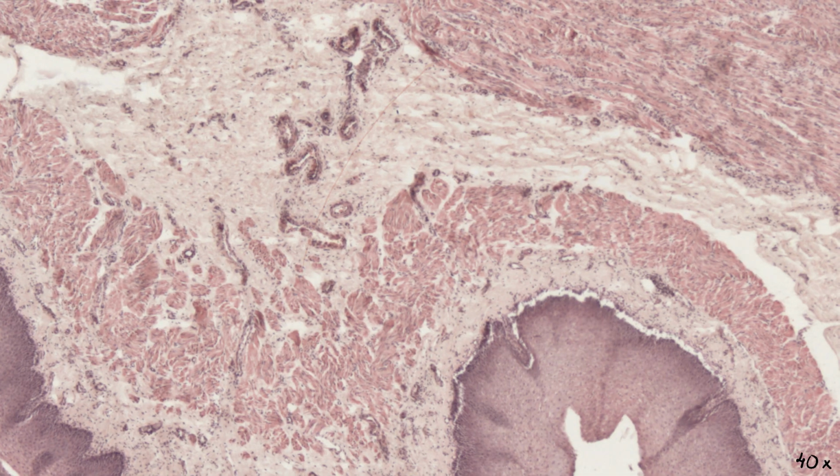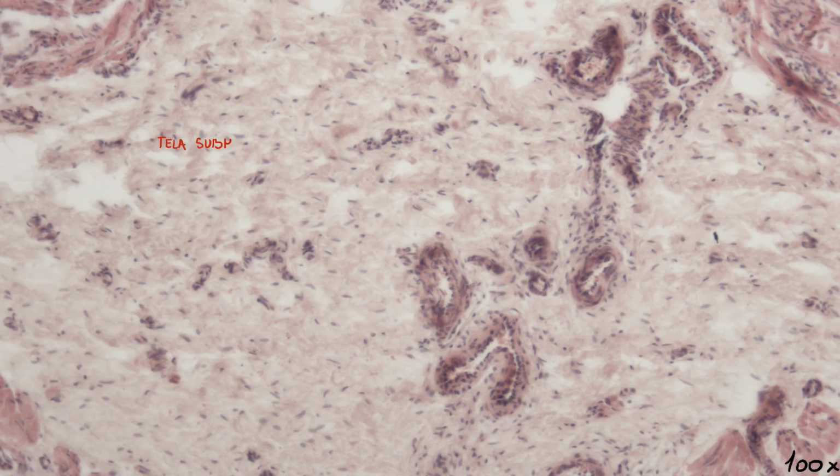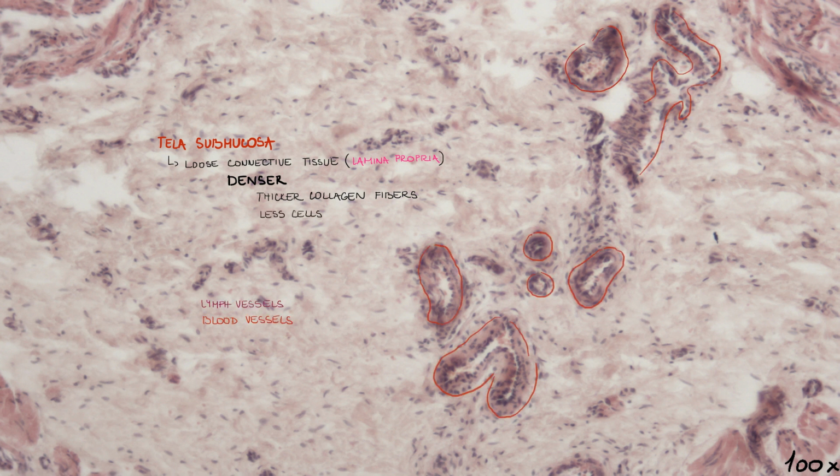The next layer is submucosa. Submucosa contains loose connective tissue as well as lamina propria. Although still being loose connective tissue, it's denser than in lamina propria. There are also thicker collagen fibers and less cells. Both lymph and blood vessels are rather abundant.